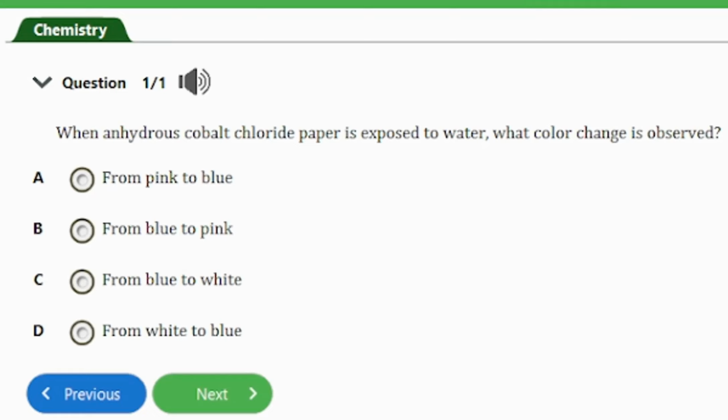So guys, the answer to this question is option B, and that's from blue to pink. Actually, anhydrous cobalt chloride paper is usually blue in color in the absence of water. So whenever it comes in contact with water, it undergoes a color change to a pink color due to the formation of hydrated cobalt chloride. So guys, that's the answer to this question here, and that's option B.